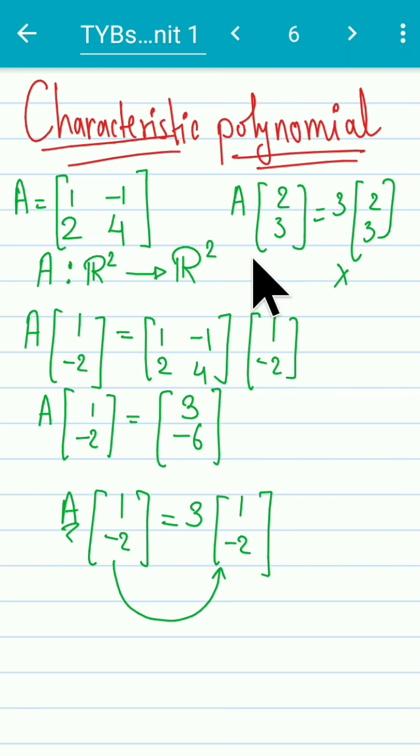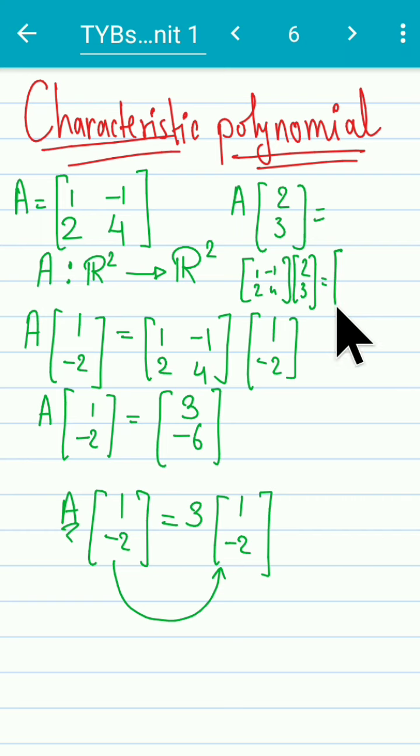Let us just try to see. So it is [1, -1; 2, 4] times (2, 3). If I just multiply this, let me just check. If I just multiply this, what is the first element? 2 minus 3. It is coming out to be minus 1. No need to check for this, right? So it is not coming out to be 3 times (2, 3). So it is not the case that it is doing this same with every element.